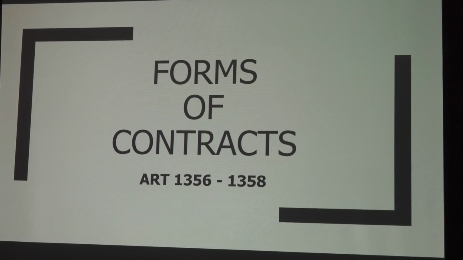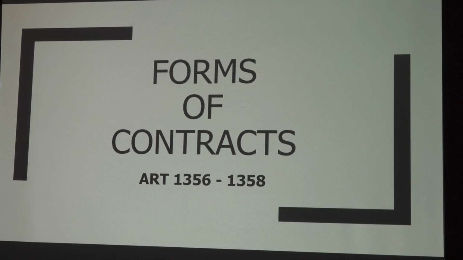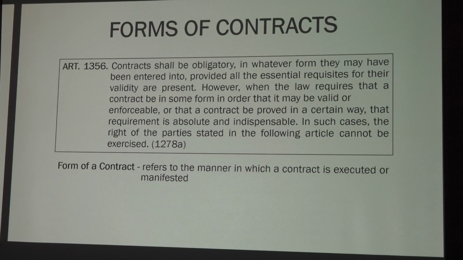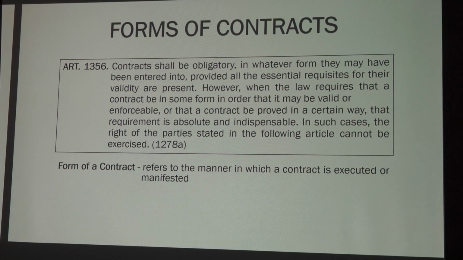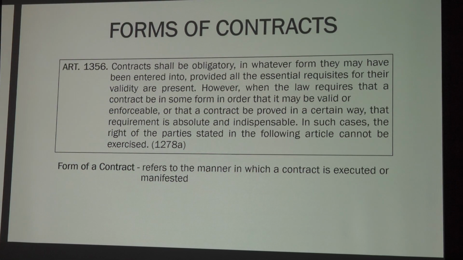Okay, we now proceed to the forms of contracts, Articles 1356 to 1358 of the new Civil Code. So 1356, contracts shall be obligatory in whatever form they may have been entered into, provided all the essential requisites for their validity are present.